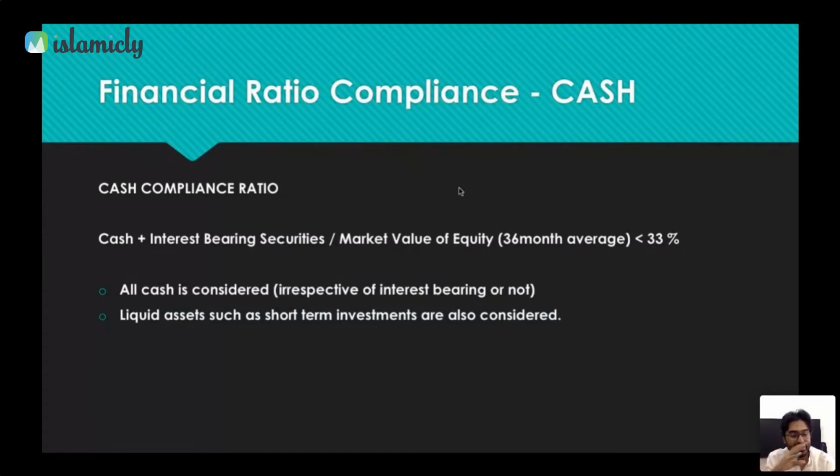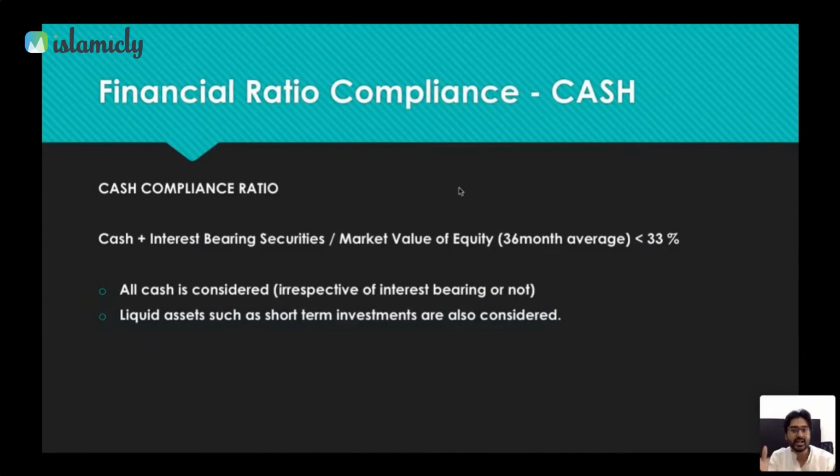Okay. If there's a lot of cash and a lot of liquid assets which are interest bearing, and that portion is more than 33%, the company will automatically fall off from the Sharia screening criteria. So the possibility of many companies having a higher interest income from non-operating activities is low, because they are more likely to fail this ratio.